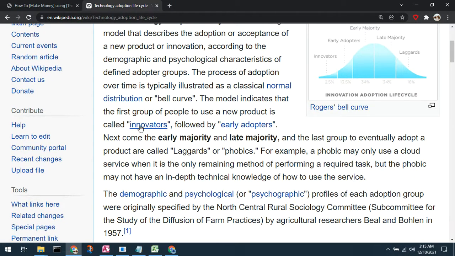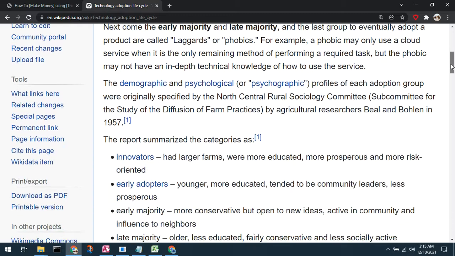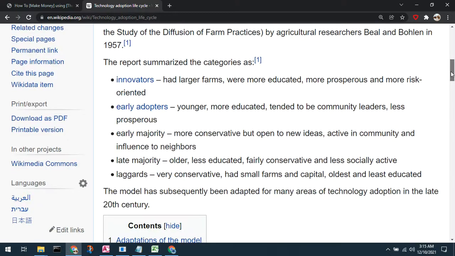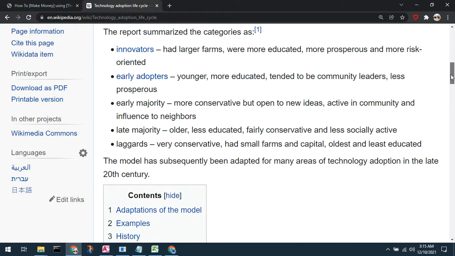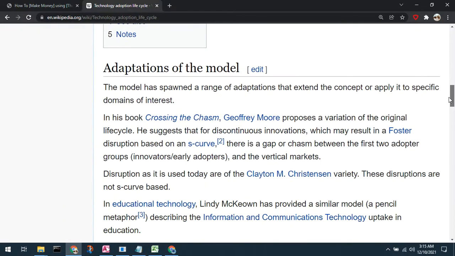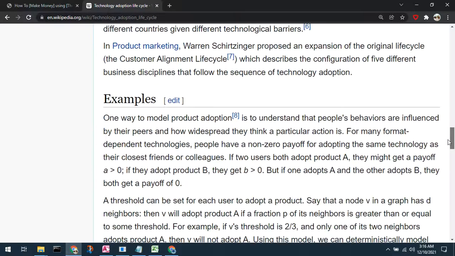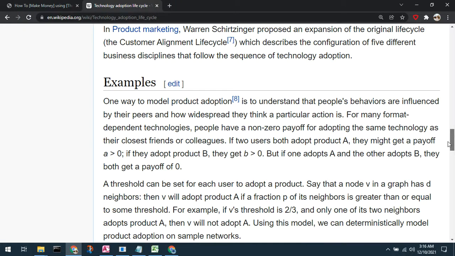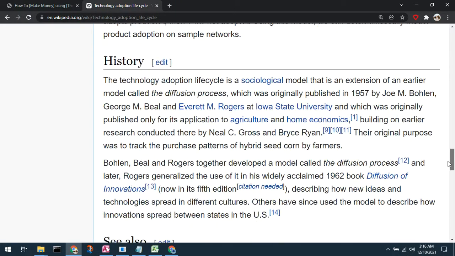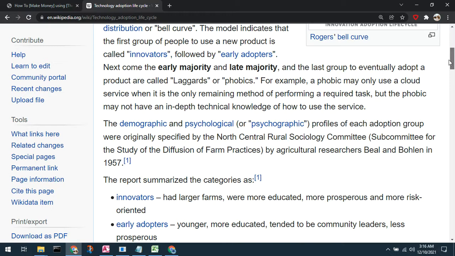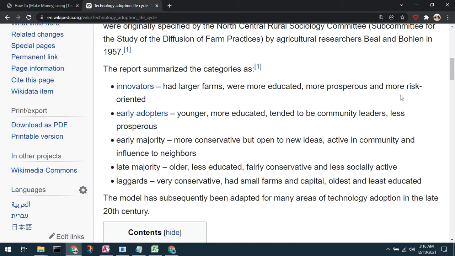The first group to adopt a technology or product are called innovators, followed by early adopters, and then early majority, late majority. You can read this article in more detail. Then let's talk about the various categories, the various phases of adoption for a given technology or product, and how that relates to trading. How can we make money from this in our trading careers? So let's talk about each of these groups and what that means.